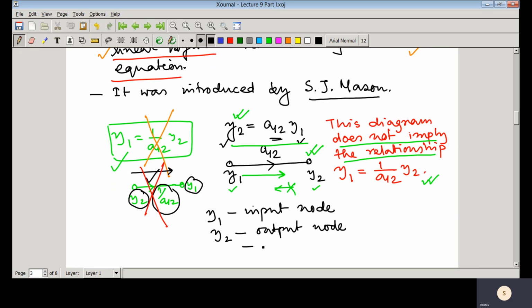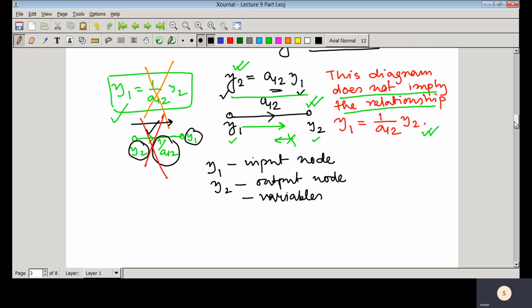Here you can see the variables. Two variables are there, the input variable and the output variable. Variables are represented by nodes, and a12 is the gain.